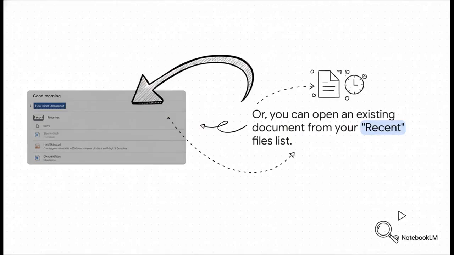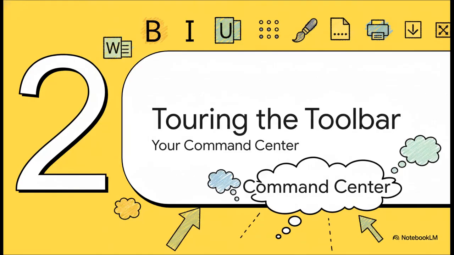Now, what about that other path? Well, if you've worked on something before, Word remembers. See that recent list? It's right there on the start screen. You just find your file, give it a click, and boom, you're right back where you were. Super easy.